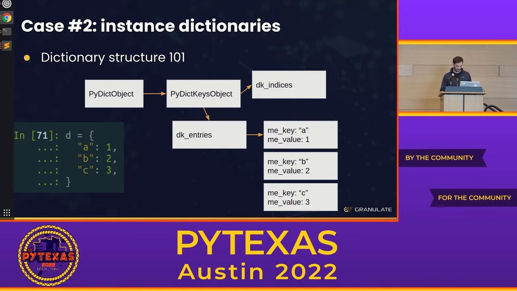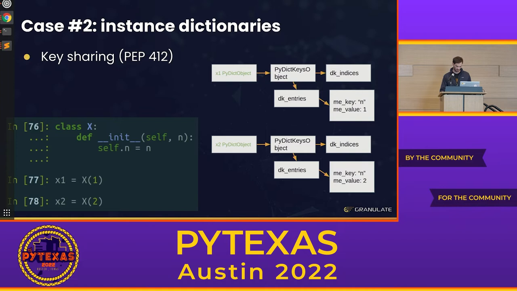Now, since Python 3.3, we have this separation of PyDict's keys object, and why is it required? The reason behind the separation was to support key-sharing dictionaries. As I mentioned, one of the very common use cases of dicts is to store instance attributes. Behind the scenes, all instances, such as X1 and X2 in this case, have a dictionary that maps their attribute names to the attribute values, except when using slots, more on that later.